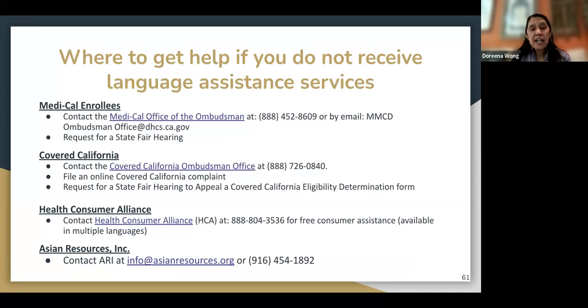And then on this last slide, you will see that there are different offices of Ombudsman for Medi-Cal and Covered California. I did want to mention the Health Consumer Alliance, because that is a network of legal services advocates that can help consumers either get their language services or file complaints as well. And of course, any of our agencies, including ARI, have our contact information here. So that ends our webinar. I'm going to turn it back over to Eddie.